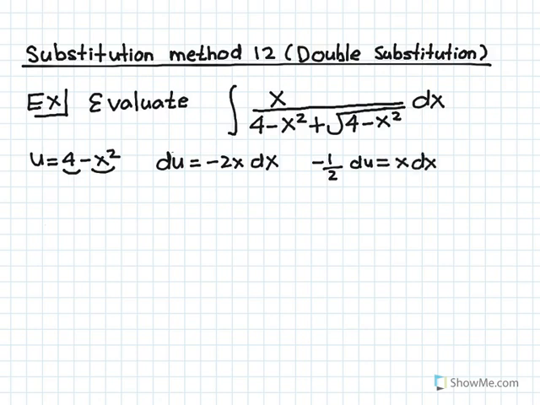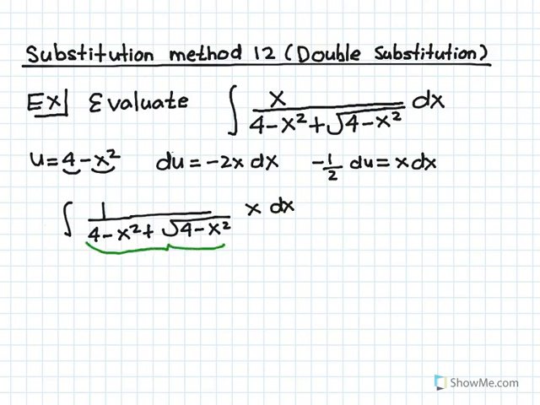Let's rewrite the integrand in such a way to make the substitution easier to see. You have 1 over 4 minus x squared plus the square root of 4 minus x squared, times x dx. All right, this part of the integrand is going to be 1 over u plus root u. X dx, this part, is going to be negative 1/2 du.